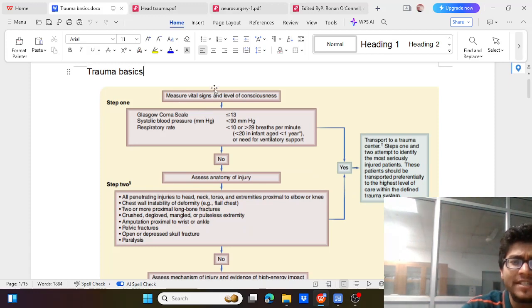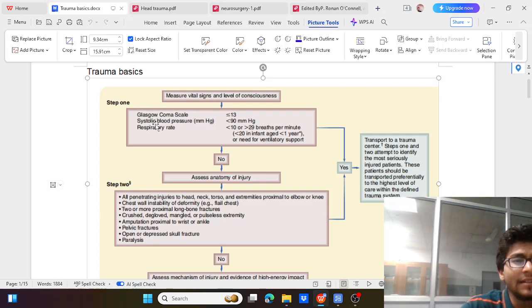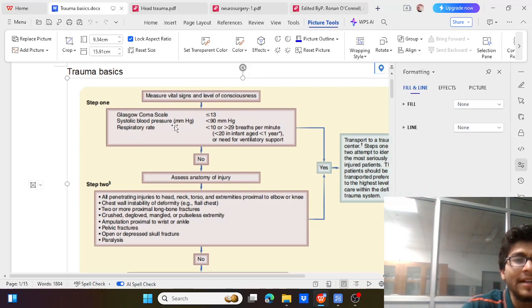So first we'll check if there is any obvious bleeding, so we have to control that. Then we'll check the vital signs and the level of consciousness of that patient, that we'll assess by Glasgow Coma Scale, that is RTS score, that is respiratory rate, then blood pressure and Glasgow Coma Scale. Revised Trauma Score, RTS: respiratory rate, blood pressure and Glasgow Coma Scale.